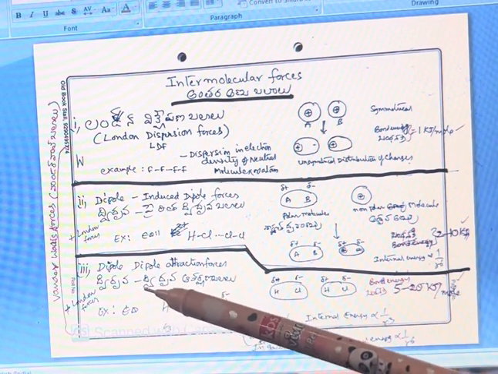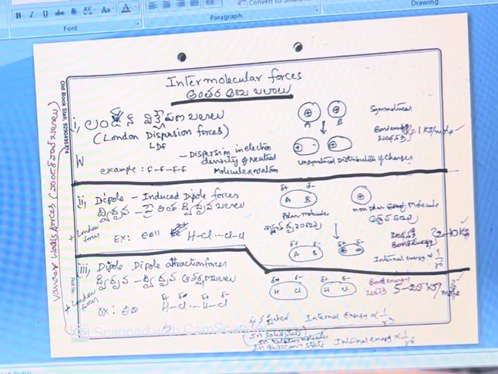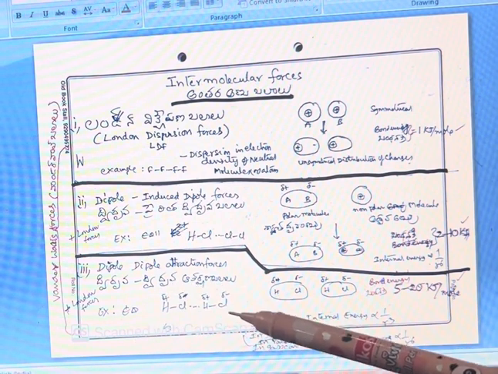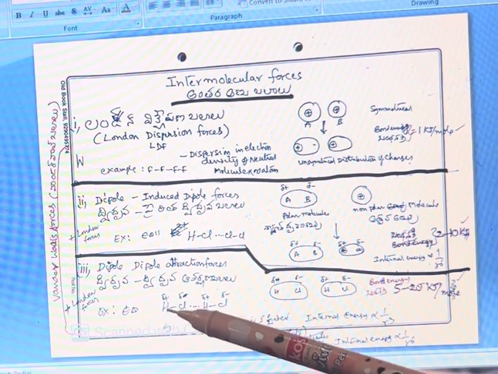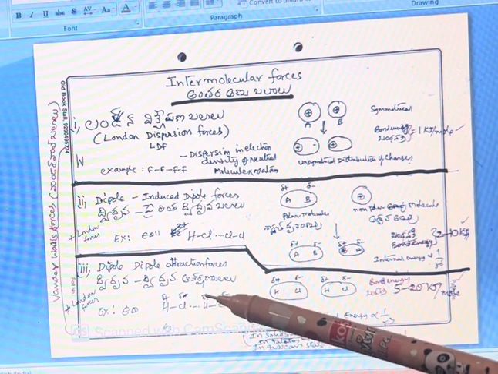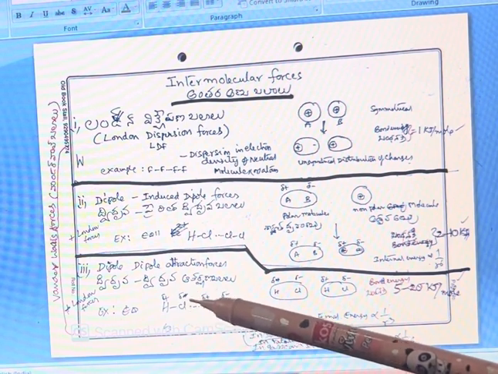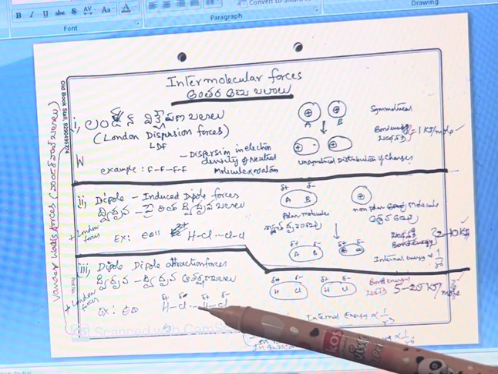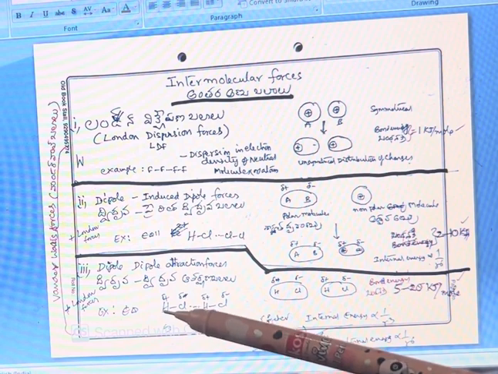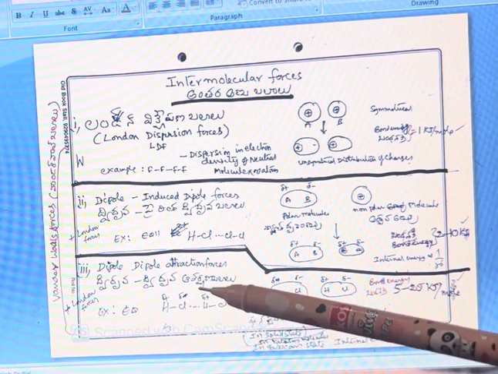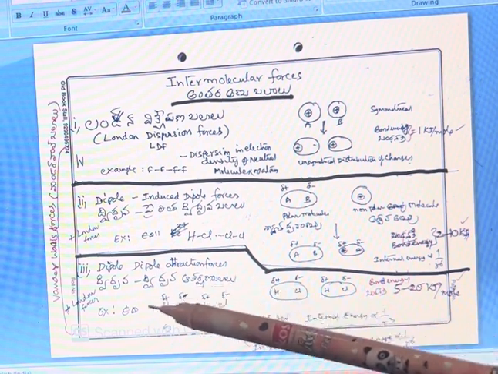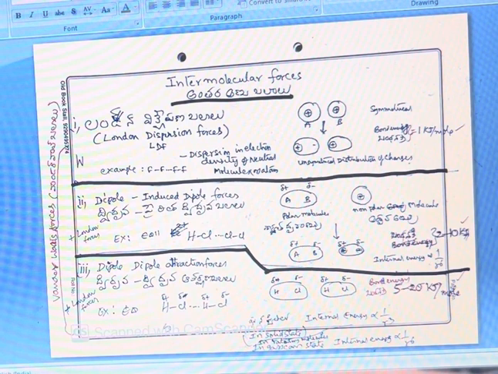Next one is dipole-dipole attraction forces. A permanent dipole hydrogen chloride, and another permanent dipole hydrogen chloride. Hydrogen has delta plus, Cl has delta minus, partial negative charge. So, the positive hydrogen of the other molecule is attracted by the chlorine. So, there is an attraction. Similarly, this Cl is attracted by the hydrogen plus of the other molecule. This is a permanent dipole molecule. So, the attraction between these permanent dipole molecules is called dipole-dipole attraction.